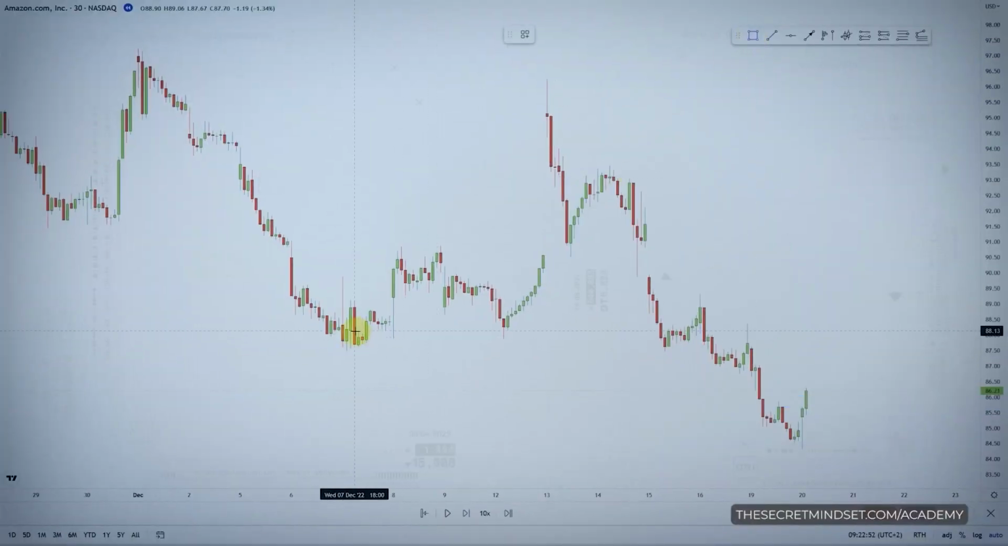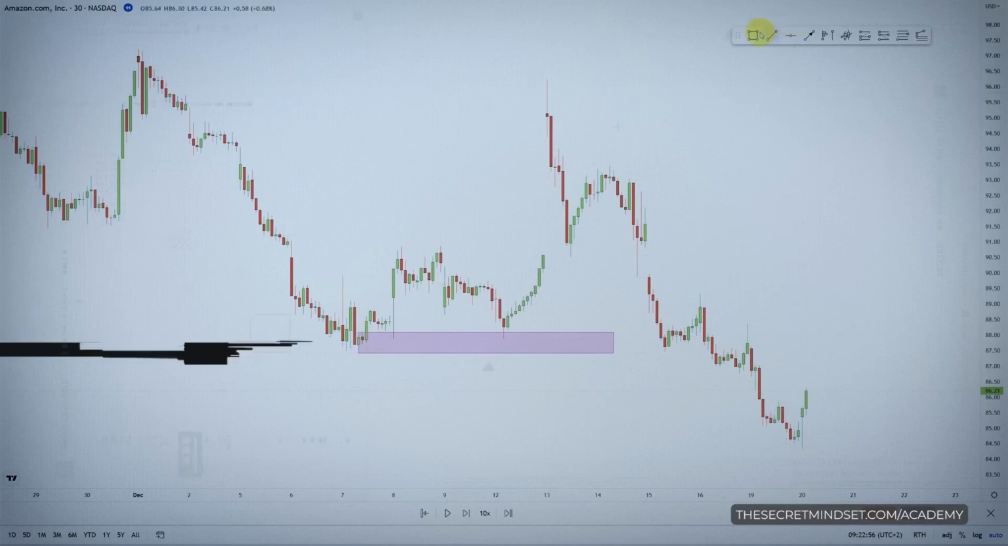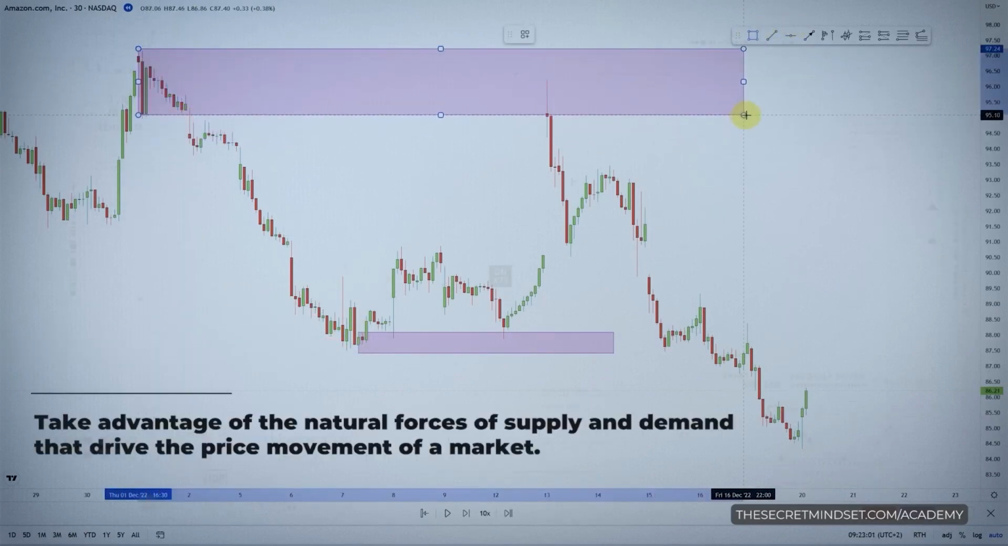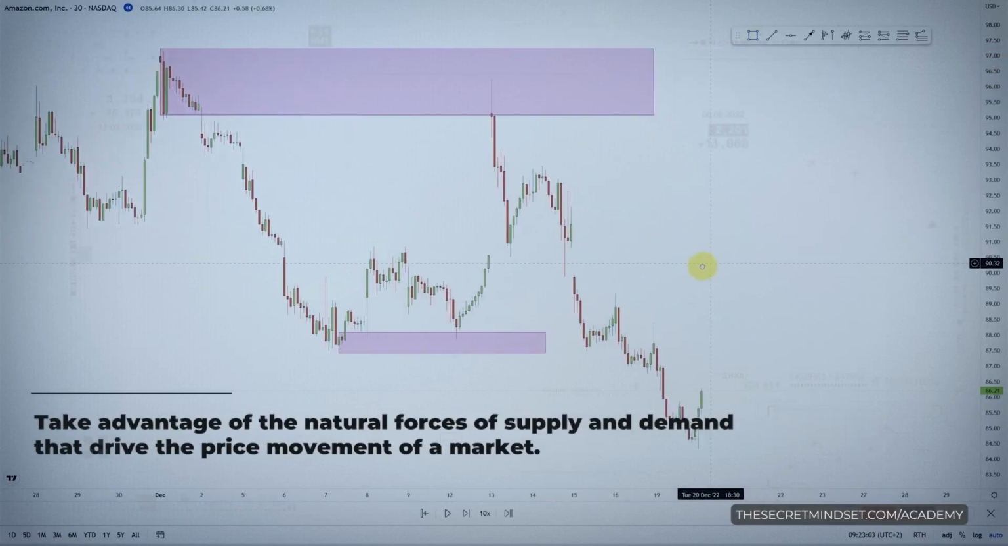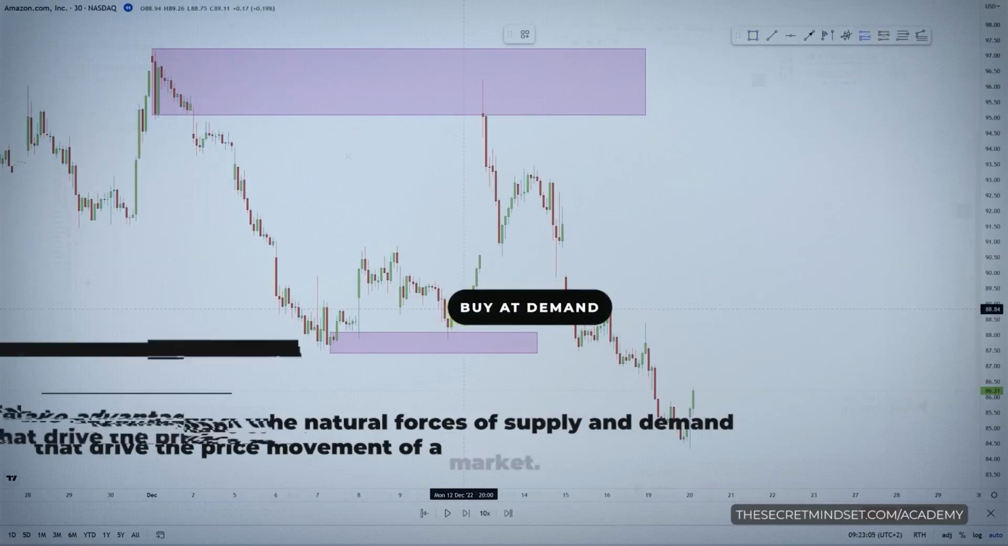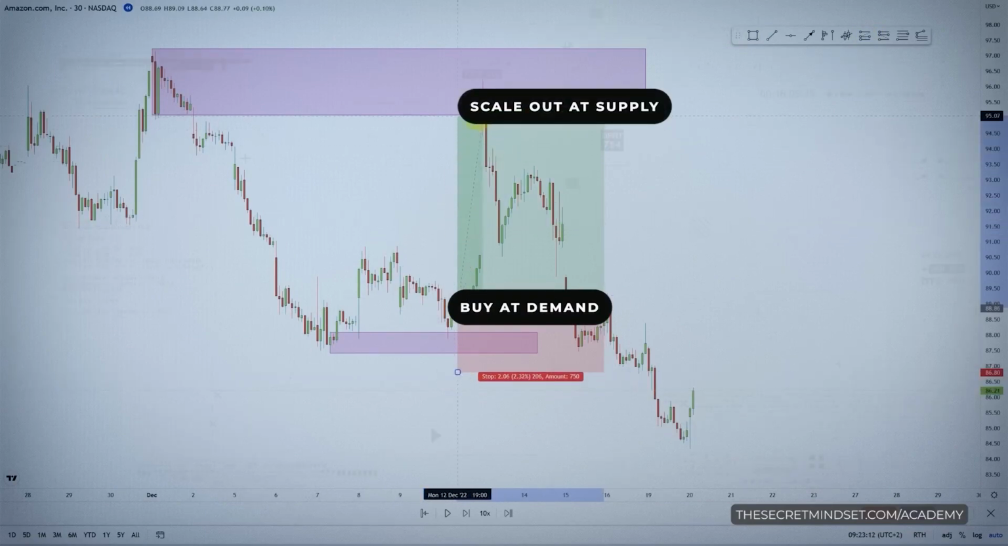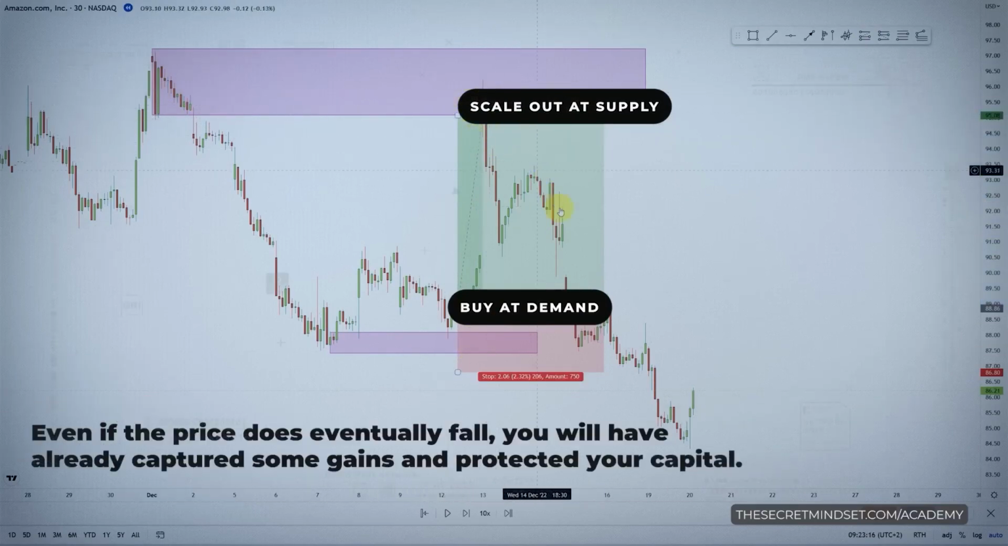Taking profits at supply and demand areas is another strategy. The main idea behind this approach is to take advantage of the natural forces of supply and demand that drive the price movement of a market. For example, you bought at this demand level, and price has risen to a significant level of supply. Here you may choose to sell a part of your position. This way, even if the price does eventually fall, you will have already captured some gains and protected your capital.